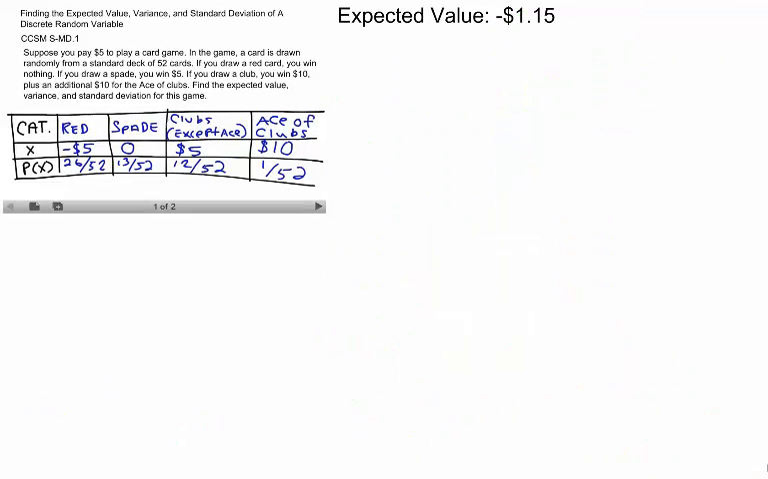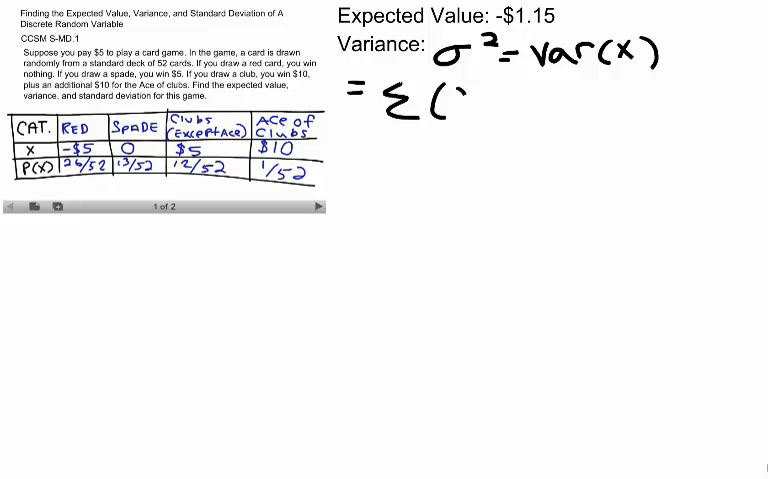Now that we have found the expected value, we are going to find the variance. The variance is also denoted as sigma squared, or you may see it written as variance of x. And the formula to find it is the sum of x minus the mean squared times the probability of x. So in other words, for each x, we're going to take it, subtract the mean from it, square the result, and multiply by the corresponding probability. Here, the mean is our expected value, negative 1.15. So let's get started.